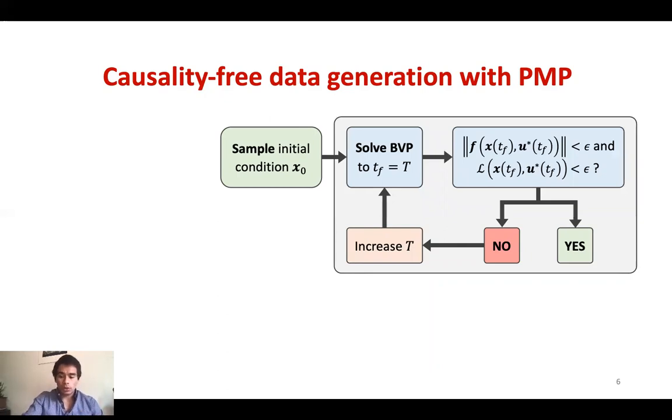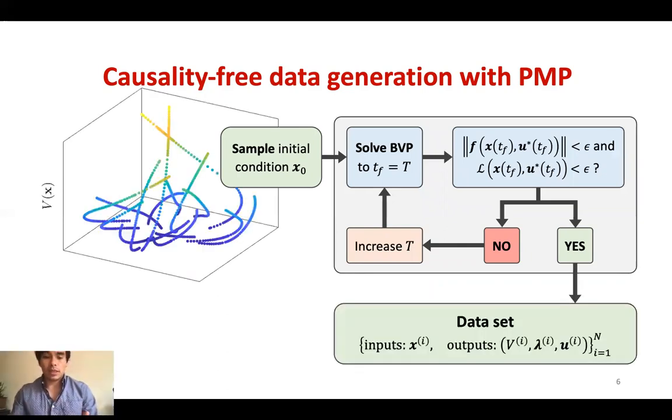If we are happy with our solution, then we can add it to our data set, which looks like inputs, x i, samples of the state along each trajectory, and then outputs, which are the value function, the co-state or gradient, and the optimal control at that point. And you notice that time has disappeared here because we're actually solving this infinite horizon problem.